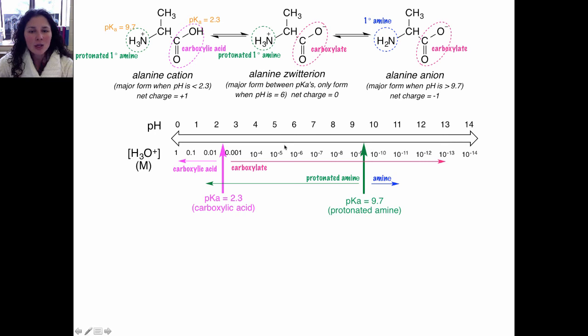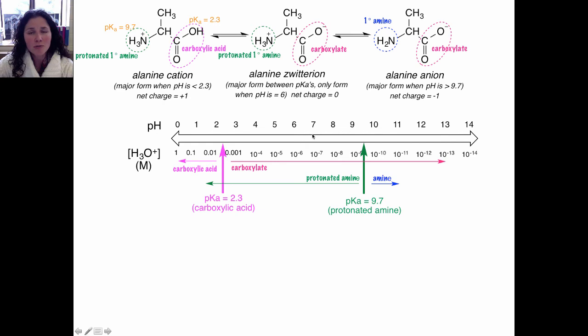However, if I'm in the zone in between the two pKa's, anywhere in this zone, I am above the pKa of the carboxylic acid. So the carboxylate functional group will have formed. But I'm below the pKa of the protonated amine. So the protonated amine will not have been deprotonated yet. So anywhere in this zone between the two pKa's, I will find the alanine Zwitterion, where the nitrogen has a positive charge and the carboxylate has a negative charge.